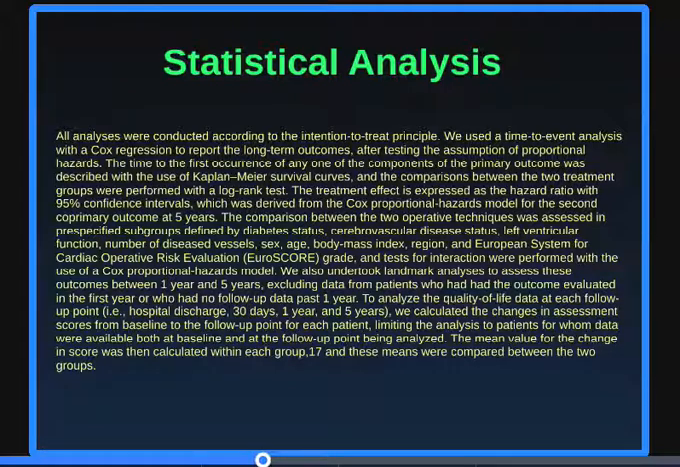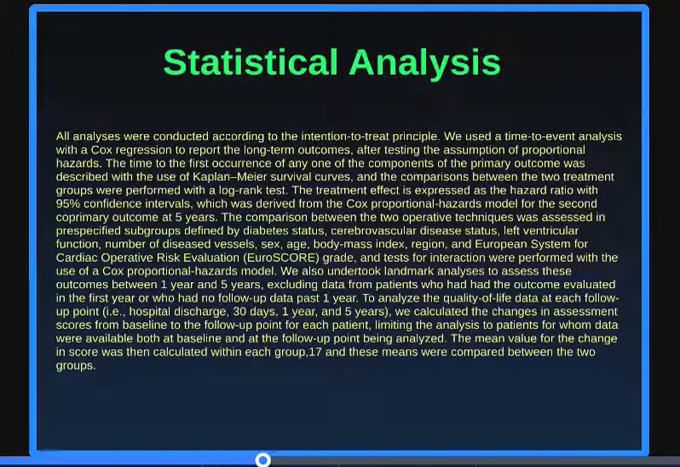The comparison between the two operative techniques was assessed in prespecified subgroups defined by diabetes status, cerebrovascular disease status, left ventricular function, number of diseased vessels, sex, age, body mass index, region, and European System for Cardiac Operative Risk Evaluation grade. Tests for interaction were performed with the use of a Cox proportional hazards model.